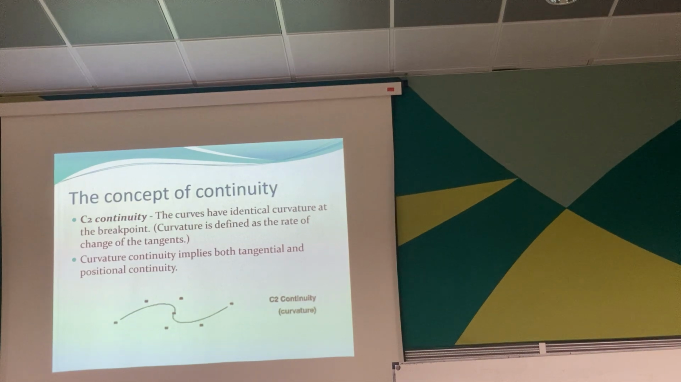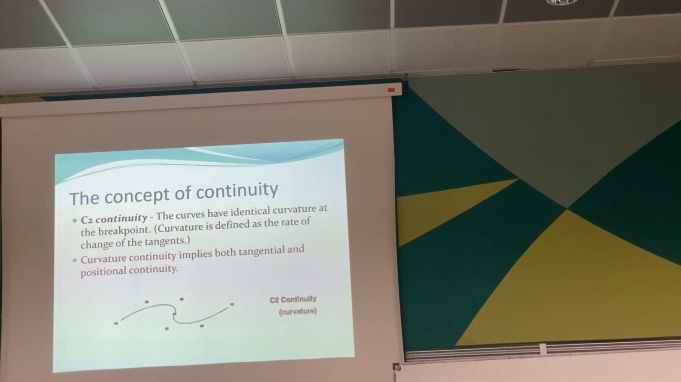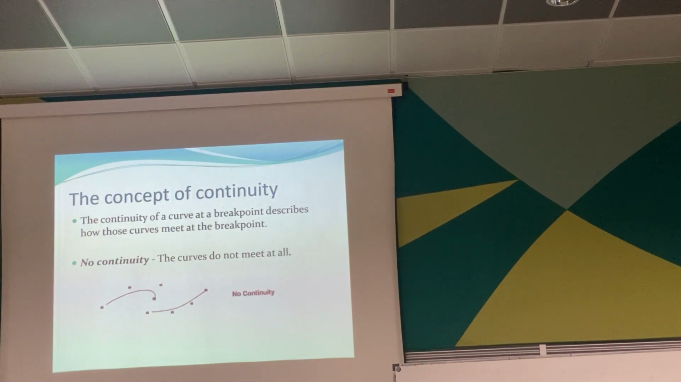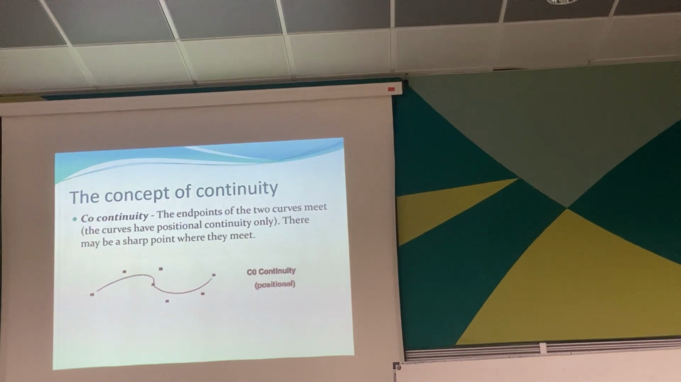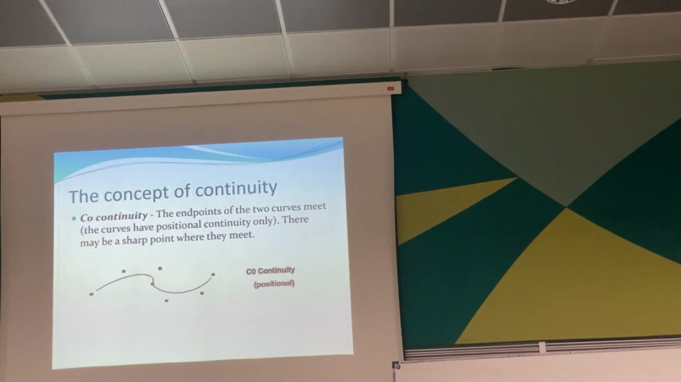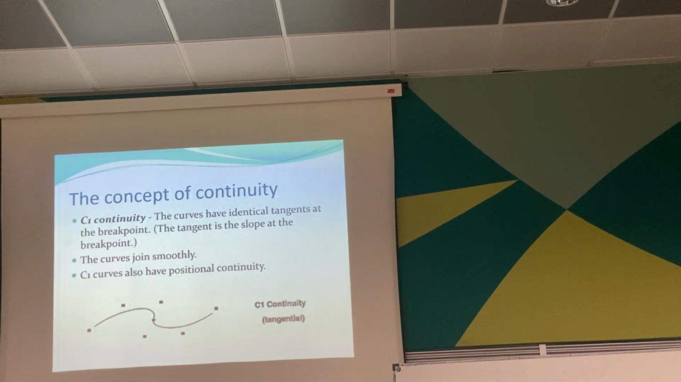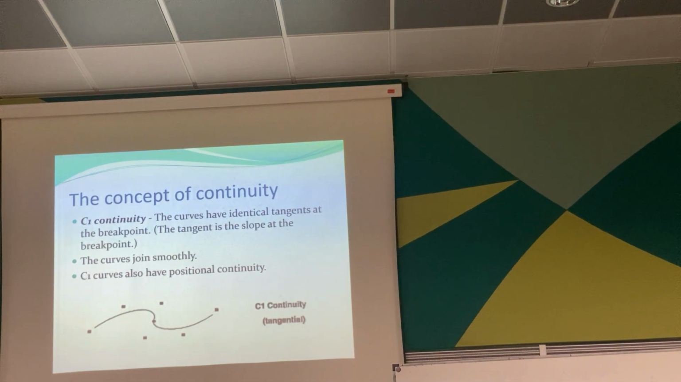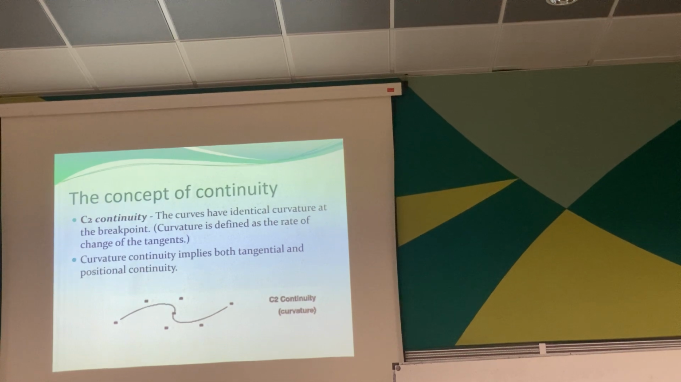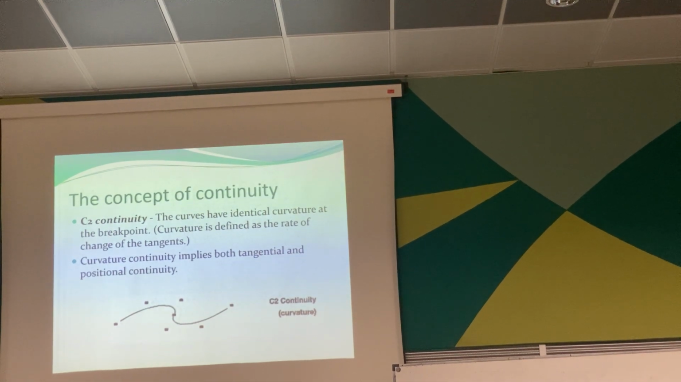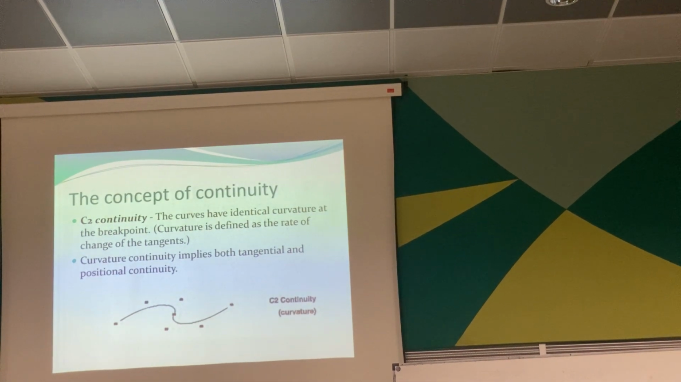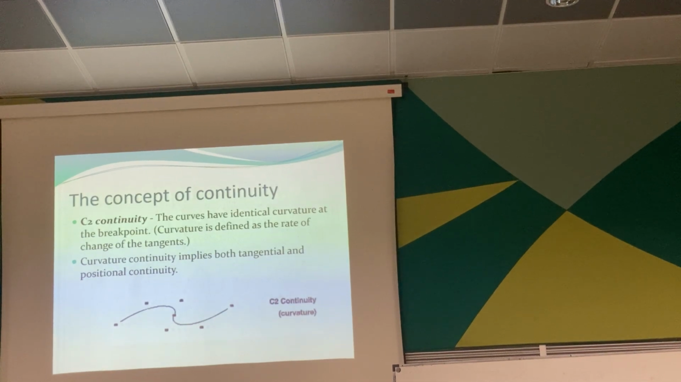Okay, so we have 4 types of continuity. First, no continuity. Then we have C0, where only the position is the same, they just meet, very sharp. Then C1, where the position and the tangent direction are the same, so it joins smoothly. Then C2, where not only the direction and position are the same, but the changing of the direction, the curvature, is also the same.